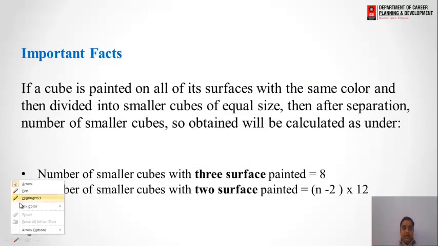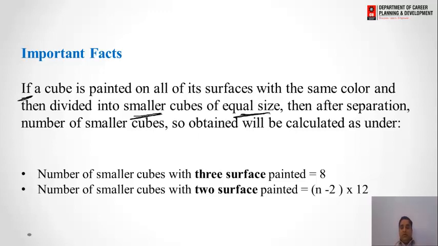Now, there is some important information regarding this cube. If a cube is painted on all its surfaces with the same color and divided into smaller cubes of equal size, then after the separation the number of small cubes obtained is calculated as under. The number of smaller cubes with 3 surfaces painted is 8. That is considered as corner cubes. All corner cubes have 3 painted surfaces.